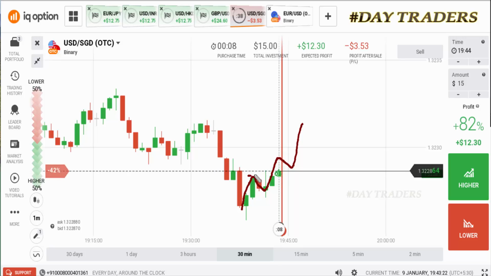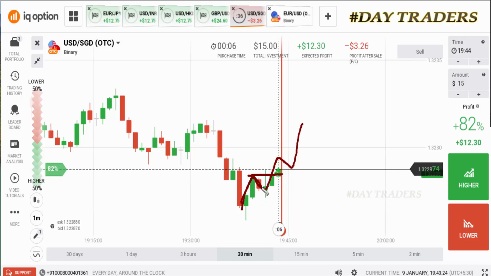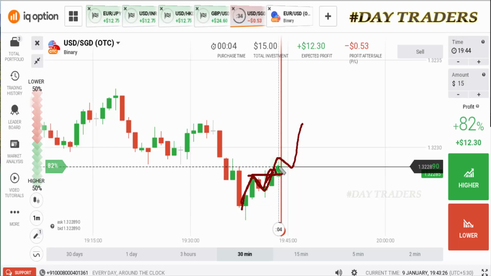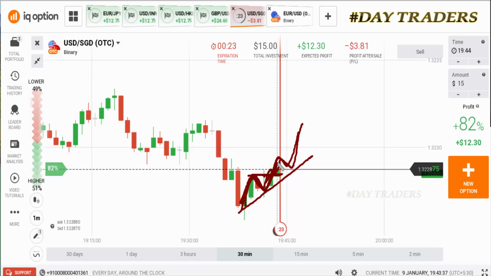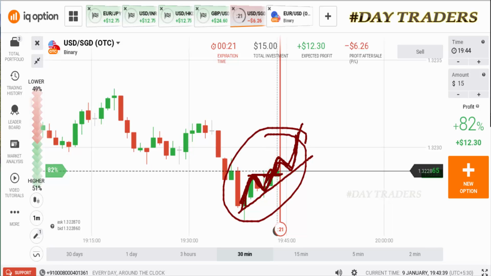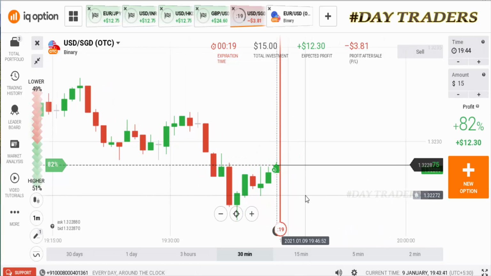Now this is a sellers area, but an uptrend market doesn't respect the sellers area. Okay, these are higher highs. You can see these are higher lows. I'm expecting this type of market. So the candle is closing exactly at the level, so that's the reason I place a higher option. Okay, let's see.